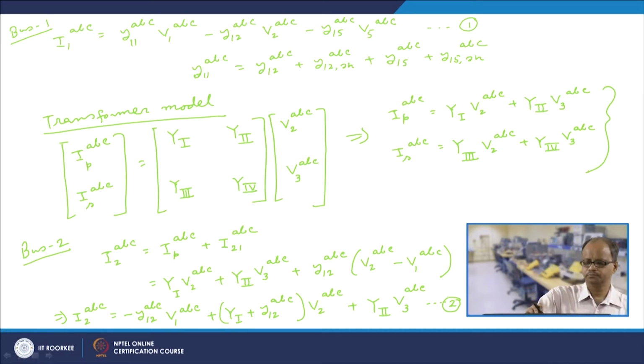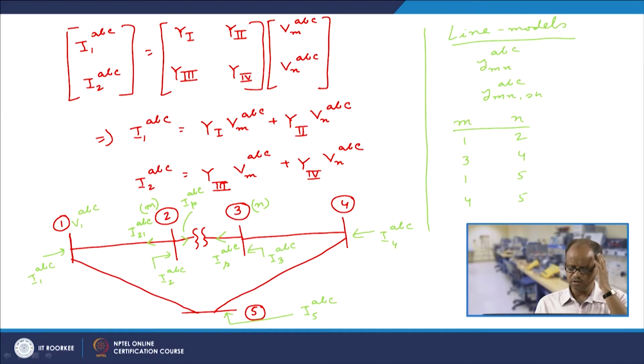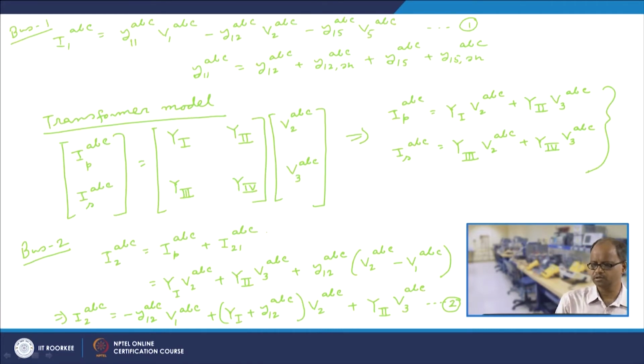Okay, we carry on. So, now we write the equations at bus 3. At bus 3, what are the equations? Now, at bus 3, if I3 ABC is the injected current, so that current would be this current plus, let us say this is I34 ABC. So, I3 ABC would be equal to IS ABC plus I34 ABC.